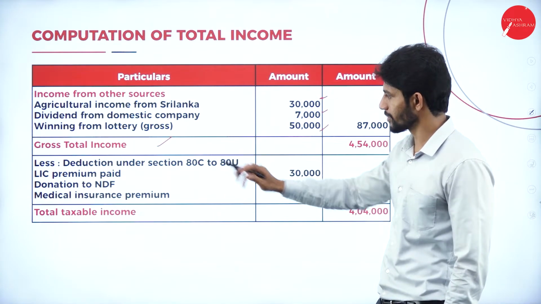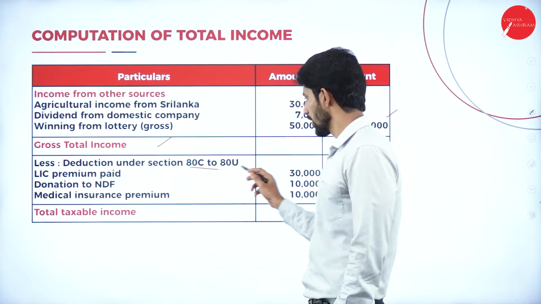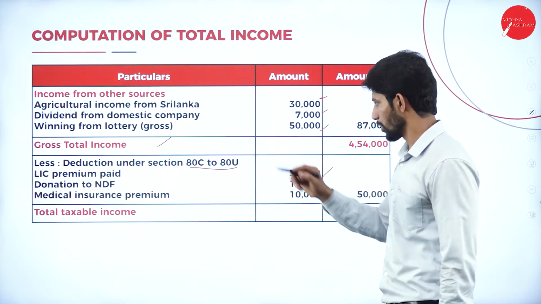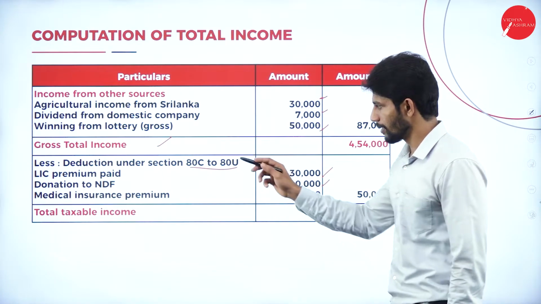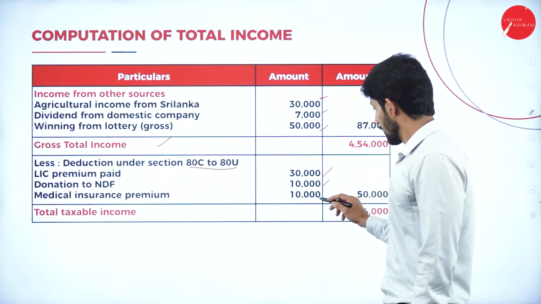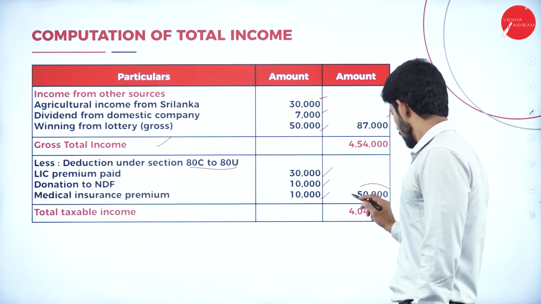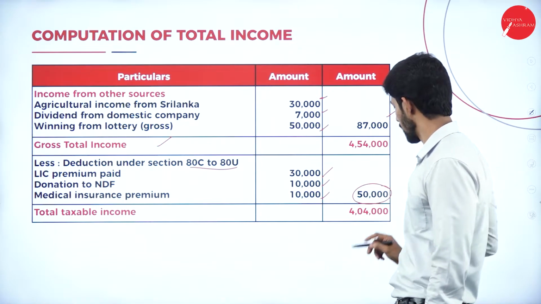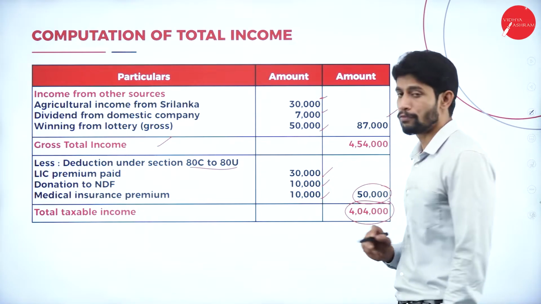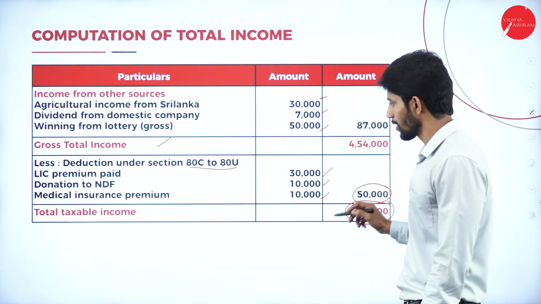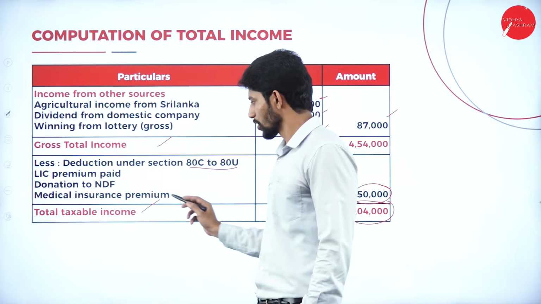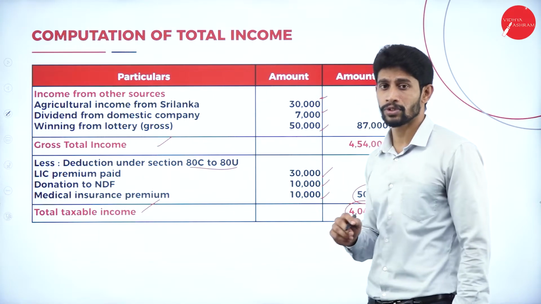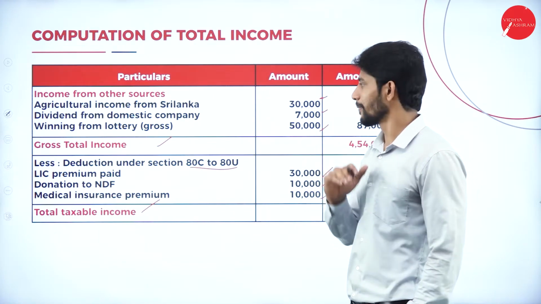So now less deduction under section 80C to 80U. LIC premium paid 30, donation to NDF 10,000, medical insurance premium 10,000. So totally 50,000. Deduct 50,000 from 4,54,000. Balance you will get 4,04,000. Balance 4,04,000 is called total taxable income. Rupees 4,04,000 is called total taxable income.